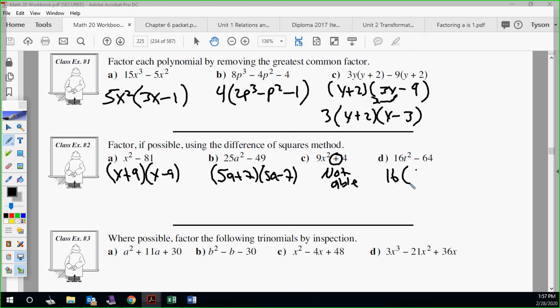Pull a 16 out. That gives you t squared minus 4. T squared minus 4 still is a difference of squares. Okay, yeah, the t squared and a 4. So now it's 16 times (t plus 2)(t minus 2).